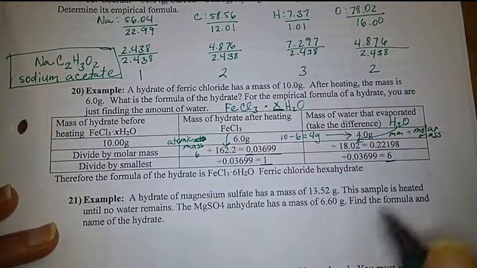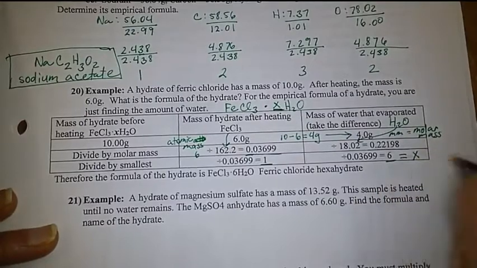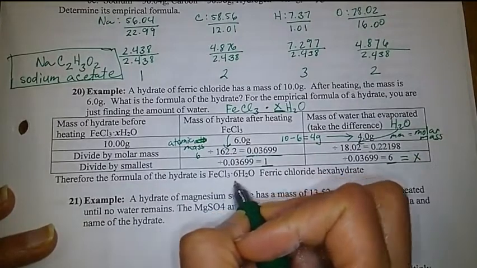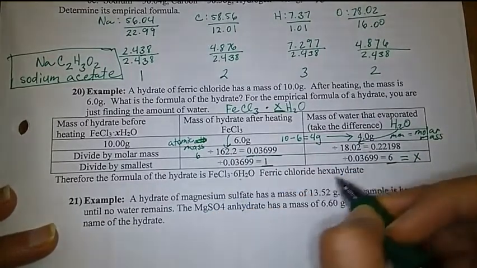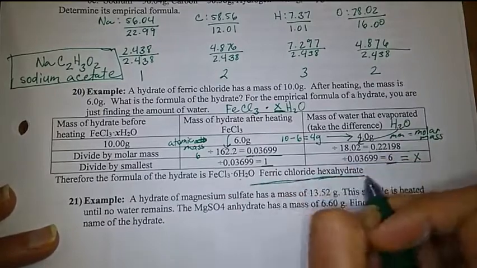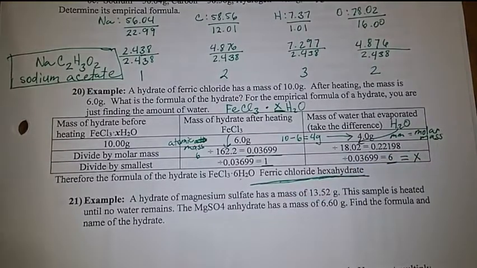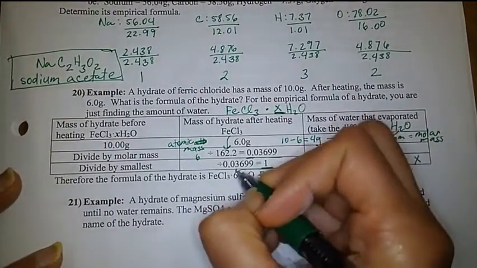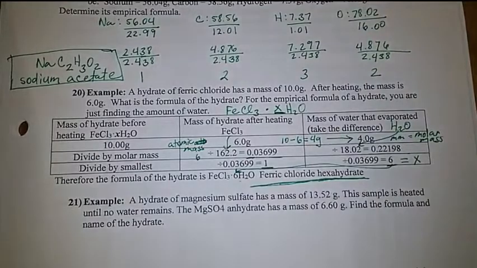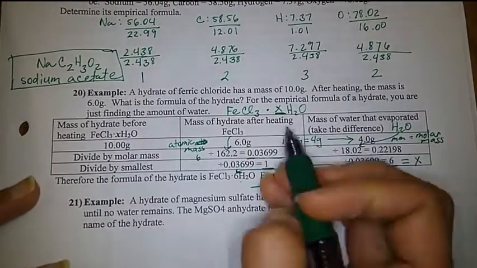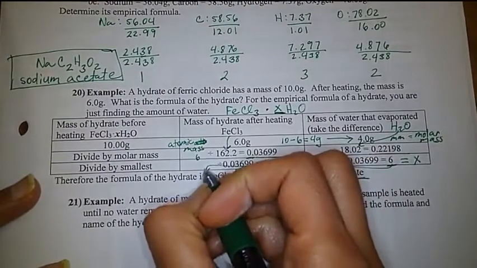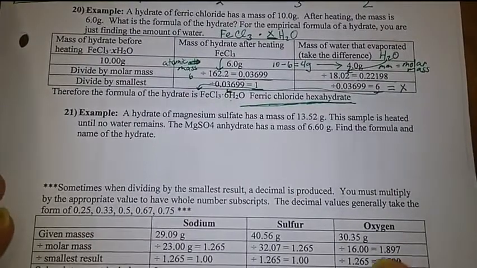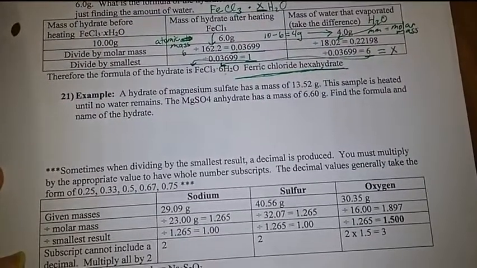So in this case, I now know what X is for water. And in this case, it is ferric chloride hexahydrate. So this is the name of the compound that I have. The 6 goes right here, that's where the 6 goes. And notice that this one is the moles for ferric chloride. All right. So now let's go ahead and do our next problem.